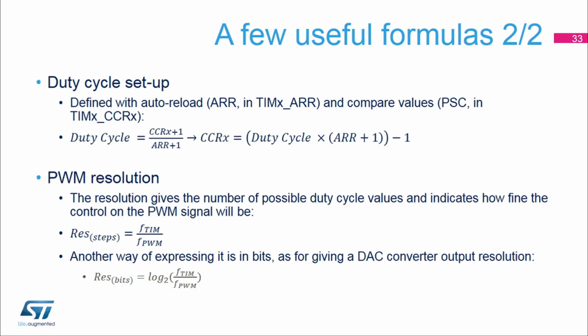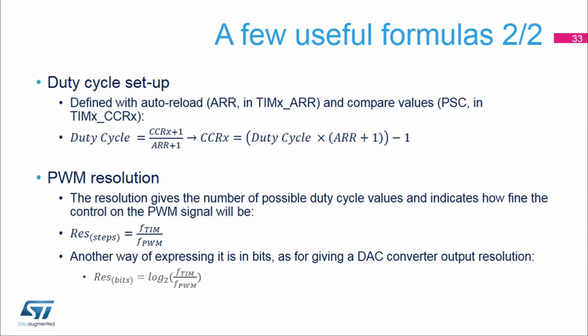This slide explains how to program a duty cycle for a given PWM frequency. This parameter is defined using the auto-reload value, or ARR, programmed in the TIMx_ARR register, and the compare value programmed in the TIMx_CCRx register. The duty value does not depend on the PWM frequency, and is given by compare value plus 1 over the auto-reload value plus 1. Another useful indication is the PWM resolution.